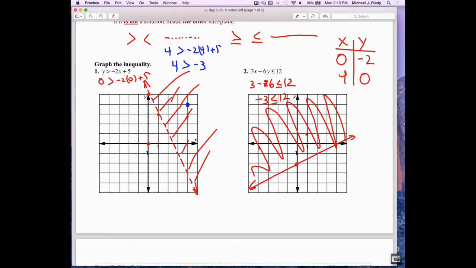Can you always pick 0? Not always. The only time you can't is if the line passes through 0, 0. But most of the time I pick 0, 0 because it's usually not on the line and it's easy to plug and chug.